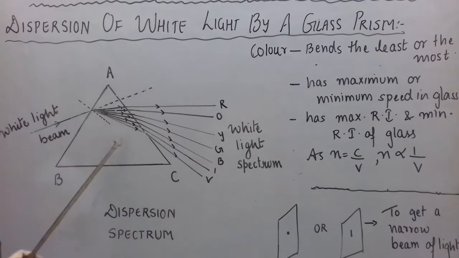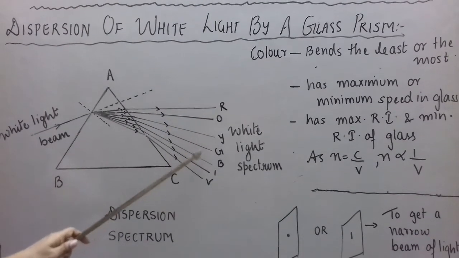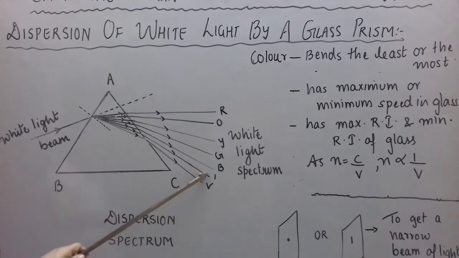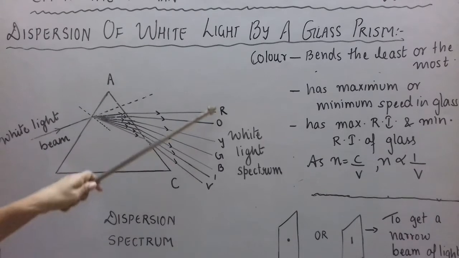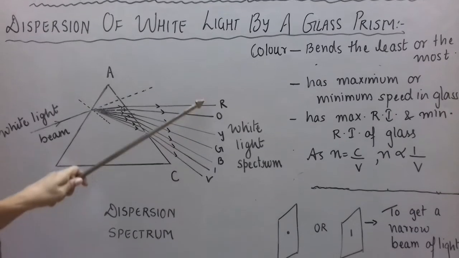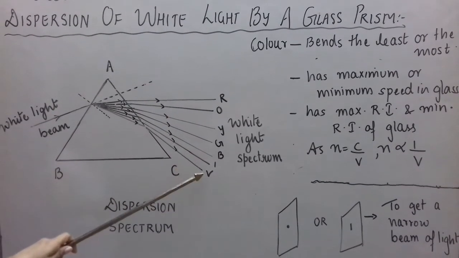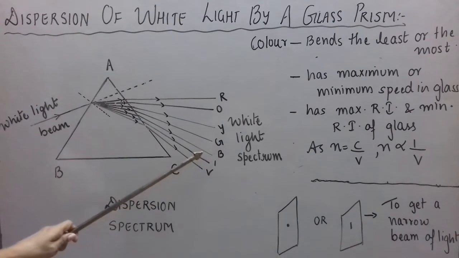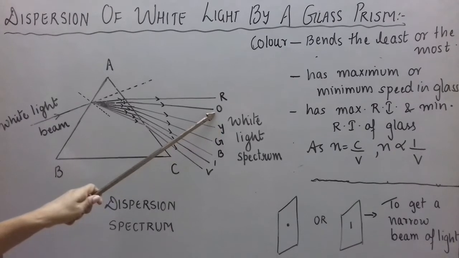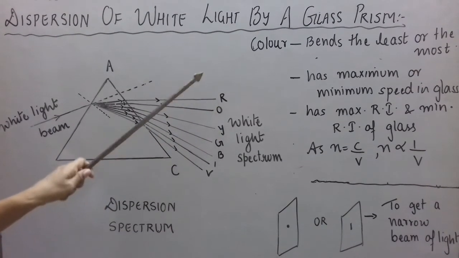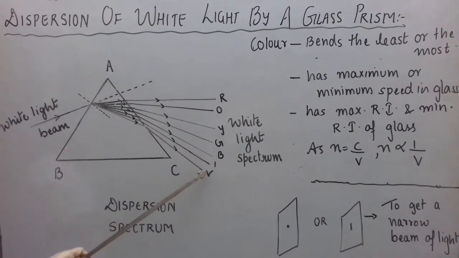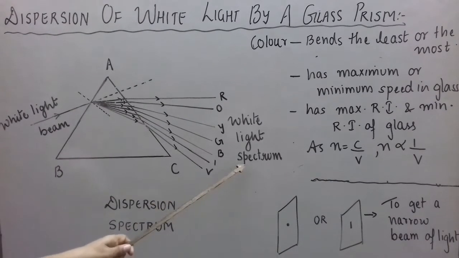Now, to remember the order of these colors, you can remember the acronym VIBGYOR. You can remember this acronym to remember the sequence of colors in this band. V stands for violet, I for indigo, B for blue, G for green, Y for yellow, O for orange, and R for red. Now on the screen you get this band of 7 colors, and this band of 7 colors is called a spectrum.